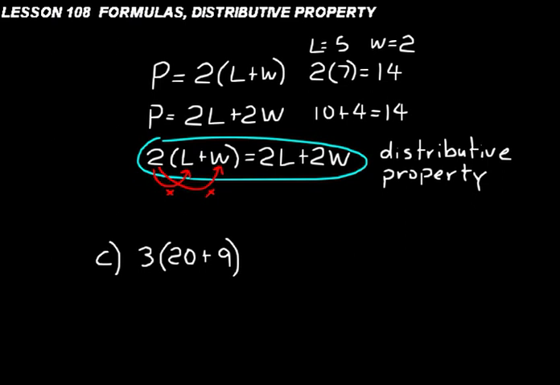Look at C. I want you to use the distributive property to do that multiplication. Don't just do 3 times 29. Do the distributive property. So that means do 3 times 20. That would be 60. Plus 3 times 9. That would be 27. And that equals 87.